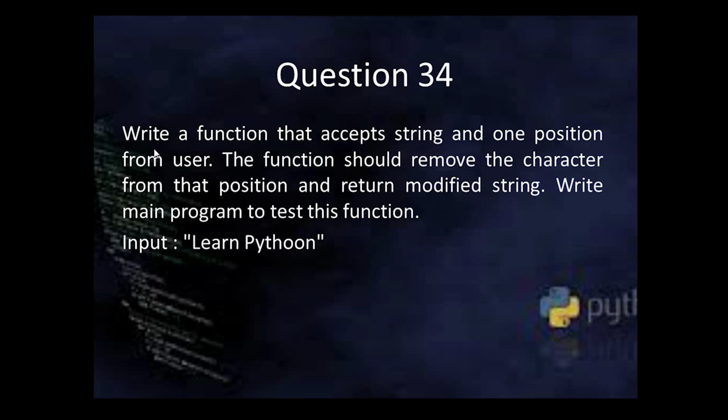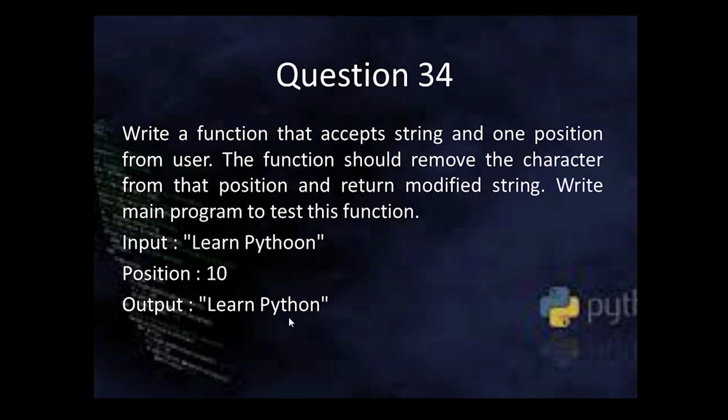Now next, question number 34. Write a function that accepts a string and one position from the user. The function should remove the character from that position and return the modified string. Write a main program to test this function. For example, if the input is learn Python, but o is appearing twice, I'm giving position 10. The output should be the string with the character at the 10th position removed.